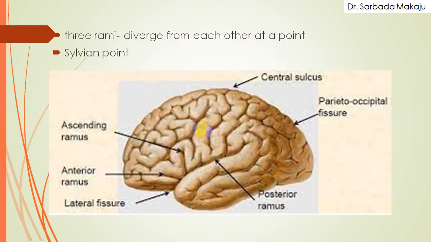Now, this sulcus will be divided into the 3 parts. This is the anterior ramus, this is the ascending ramus, and this is the posterior ramus. Now this dividing point, this certain point, is known as the sylvian point. That is why this lateral fissure is also known as the sylvian fissure.